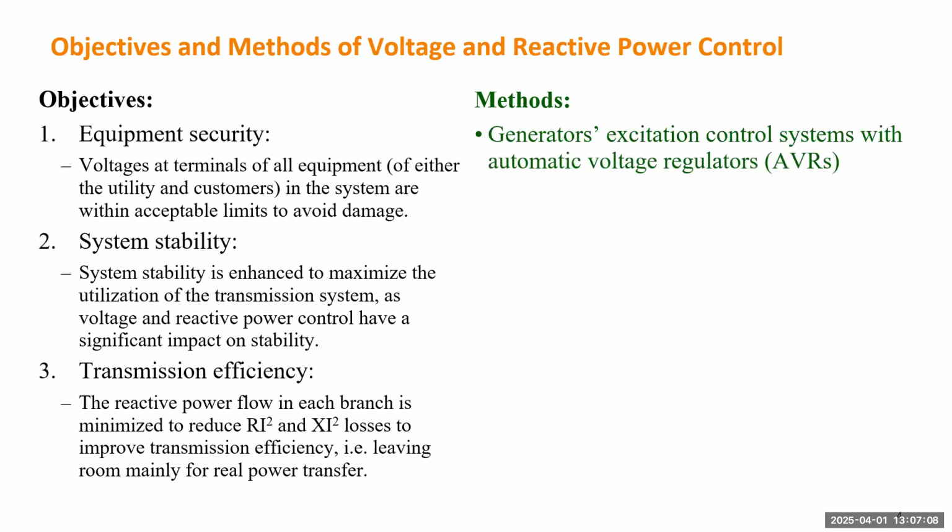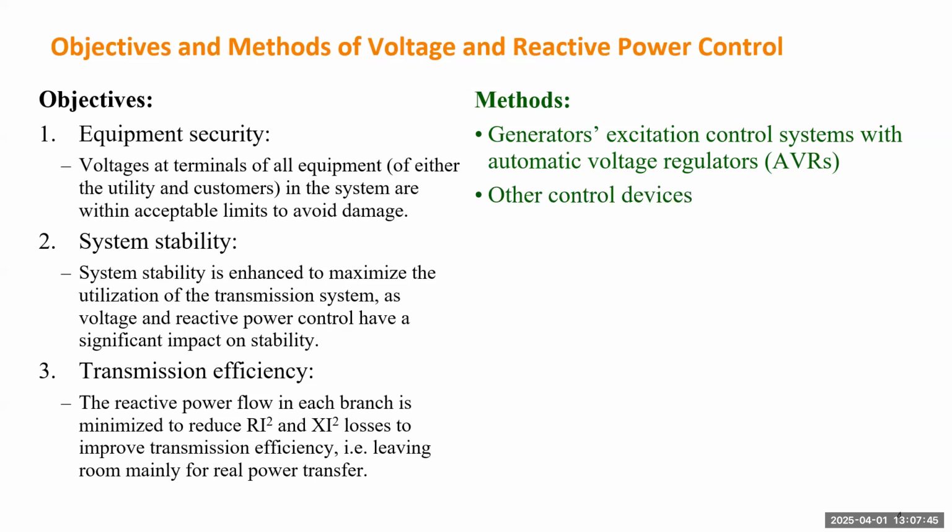So the first method to control voltage will be using the excitation control system through a controller called the automatic voltage regulator, or AVR, which is similar to the governor of the generator for frequency regulation. So it will perform a droop control to try to maintain the voltage at either the terminal or maybe a remote location near the reference value.